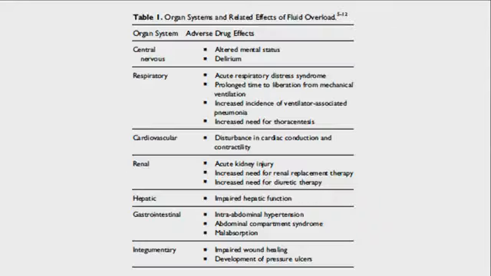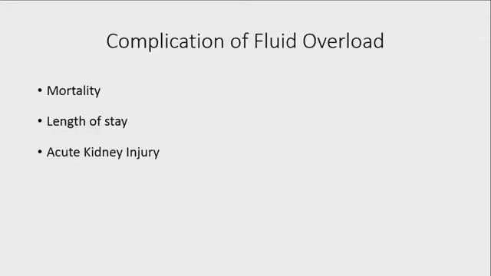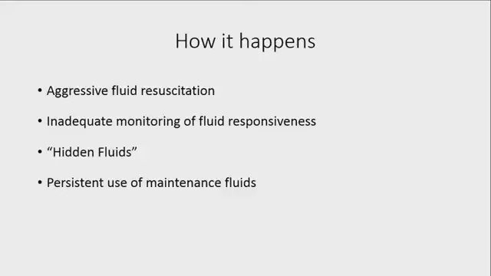What are the problems we can see from that? It happens in every single system that exists in the body. Then the complications: it increases mortality, it increases the length of stay, it causes acute kidney injury and everything else. Why does it happen and how does it happen? There are four mechanisms. One is aggressive fluid resuscitation.